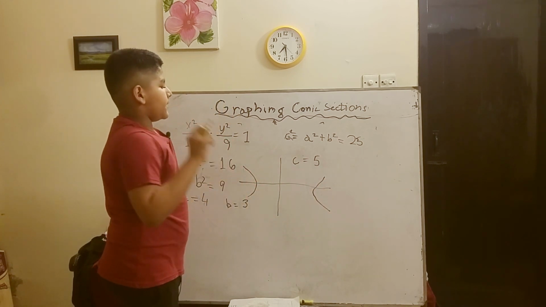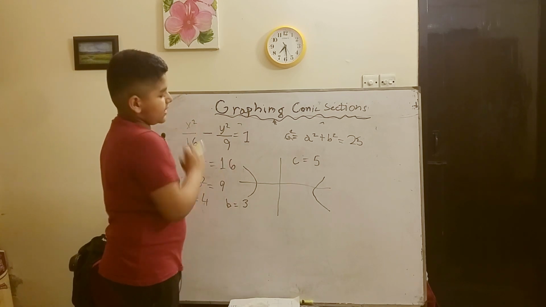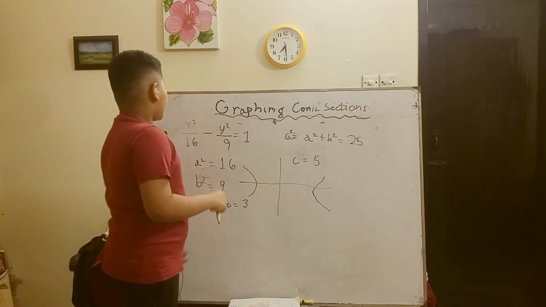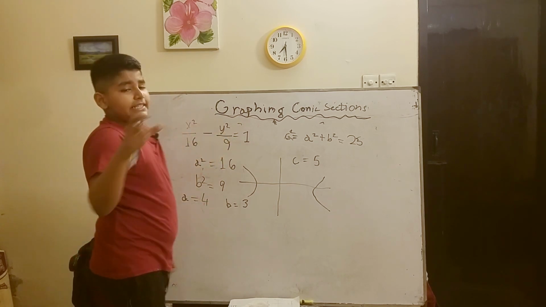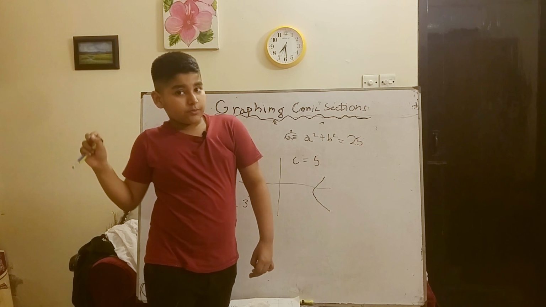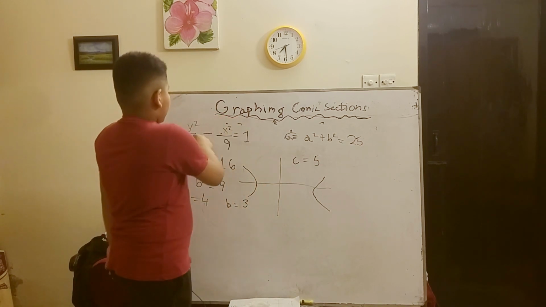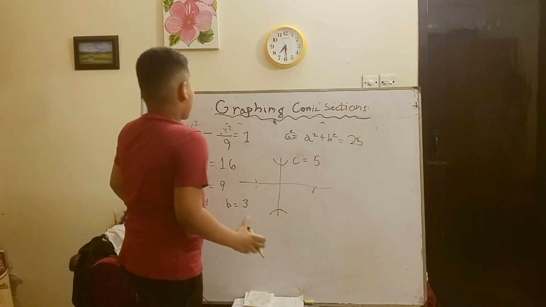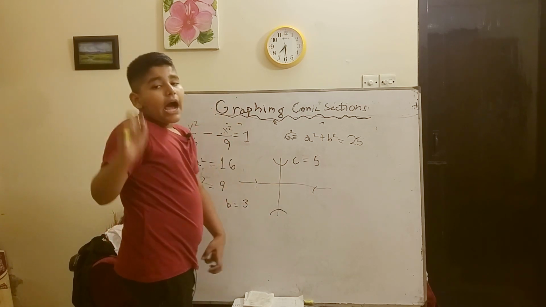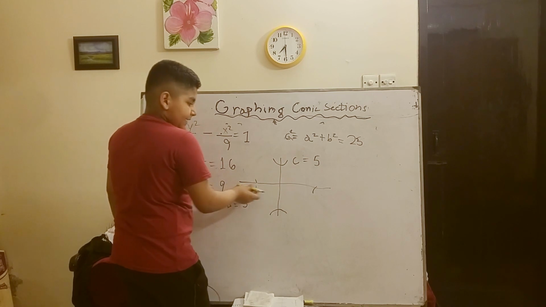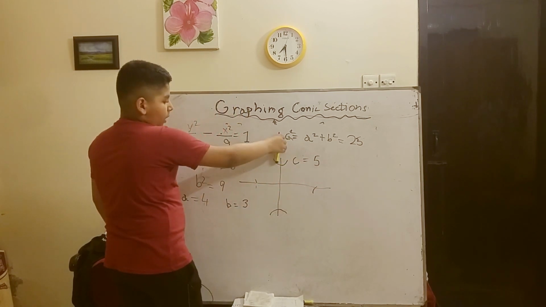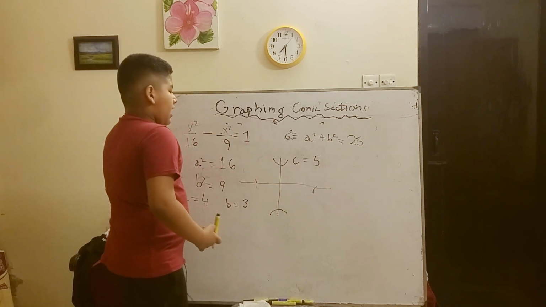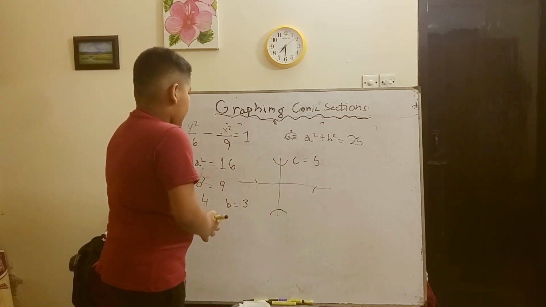So this will be a graph of this equation. Now remember how I said that the x's and the y's can switch? Let's do that. If these are switched, the transverse axis is the y-axis now, not the x-axis. It's the y-axis. So this is basically an example.